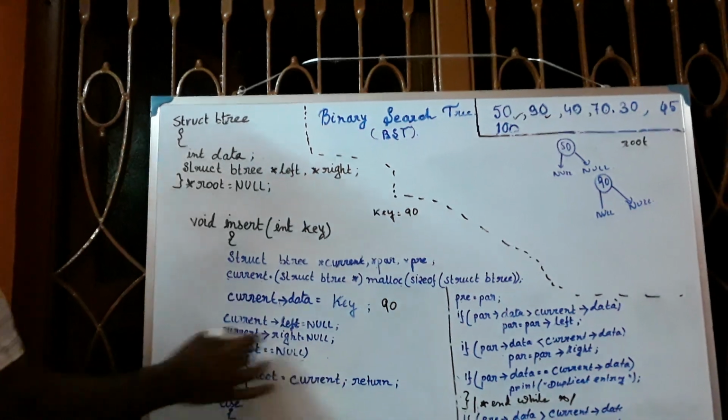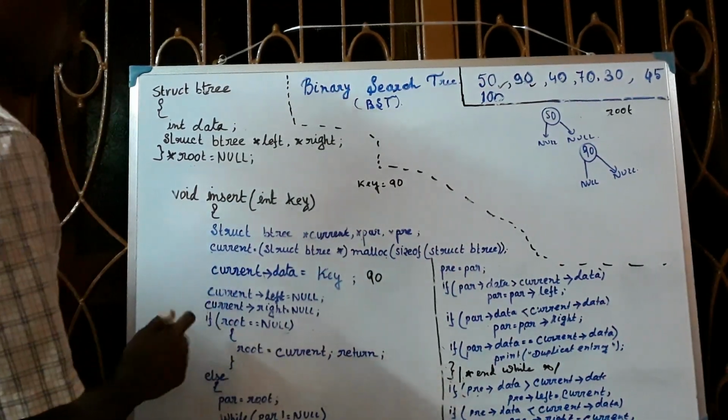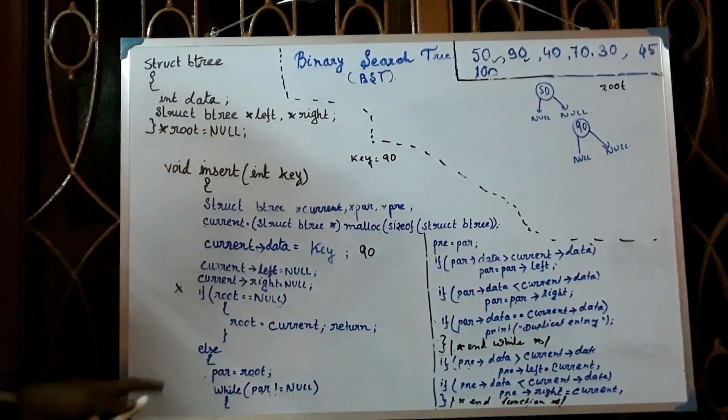Now, is root equal to null? Now I can say root is 50, so it's not null. So the condition is false over there. So this condition is false. So I am going to the else part.